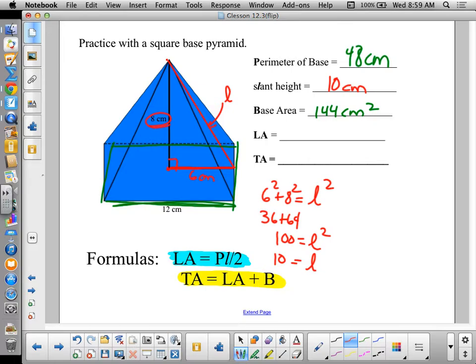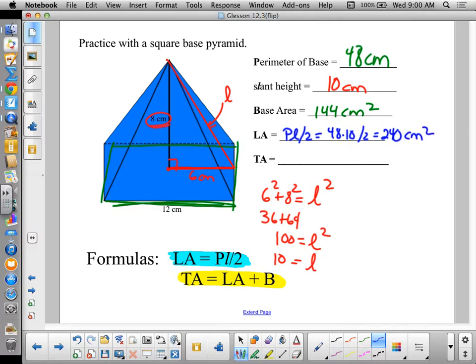So basic Pythagorean theorem, basic right triangle solving, just like we've been doing for a while. Just like with pyramids, with prisms, once I found these three things, finding the last two are pretty simple. The lateral area is the perimeter of the base times the slant height divided by 2. So that's 48 times 10 divided by 2, which is 240 centimeters squared.